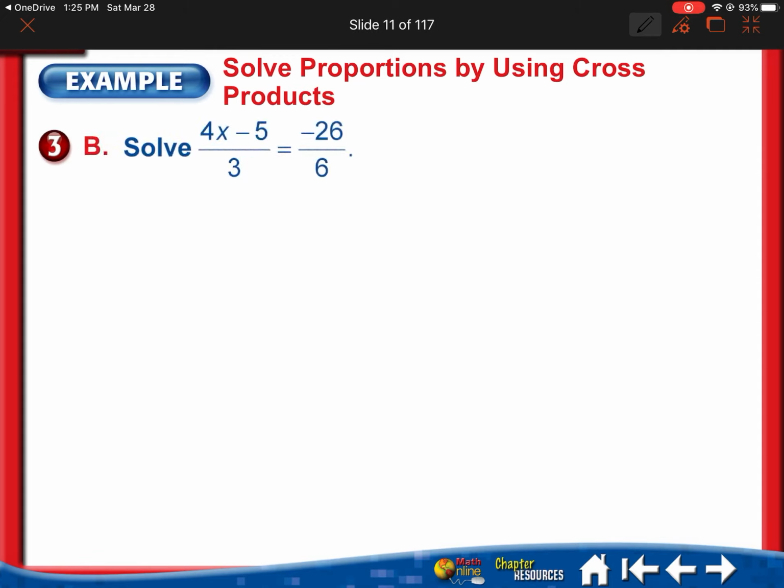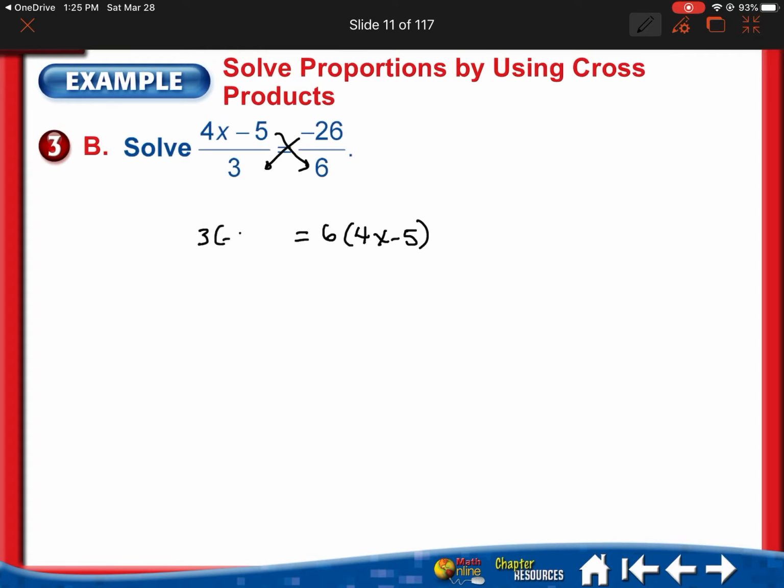Now for part B, it's a little bit different because we have an expression on the left side numerator. We are going to do the exact same thing. Remember, the equal sign always stays in the middle. So we have 6 times the quantity, 4x minus 5, and that right there is really big. You need to make sure you put that expression in parentheses.